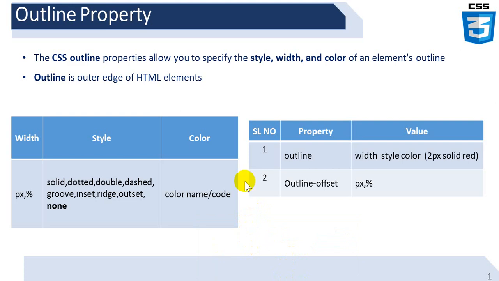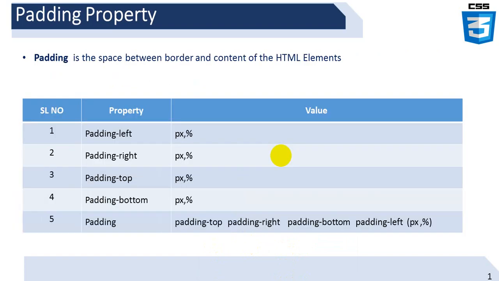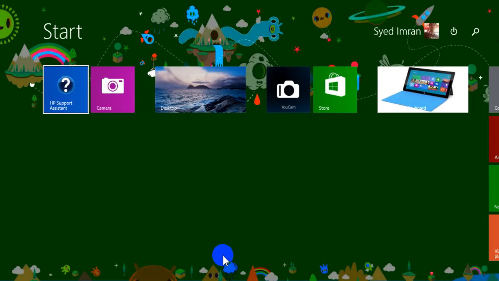So now we will go to the next property called the padding property, right? Concentrate on how to apply it. What is padding? Padding is the space between the border and the content of the HTML element, right? So now we have padding left, padding right, padding top, padding bottom, and the padding shorthand also. So now we will see how it works, guys.